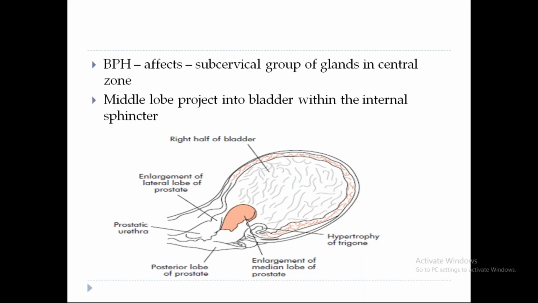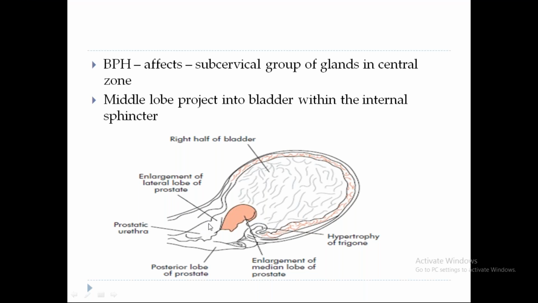BPH affects the subcervical group of glands in the central zone. The middle lobe projects into the bladder within the internal sphincter. While showing you the anatomy of the prostate, I told you to remember this medial lobe. Because of this only, see, the enlargement of the median lobe of the prostate into the bladder. And there will be hypertrophy of the trigone. All the blood vessels will be dilated there. This leads to hematuria.